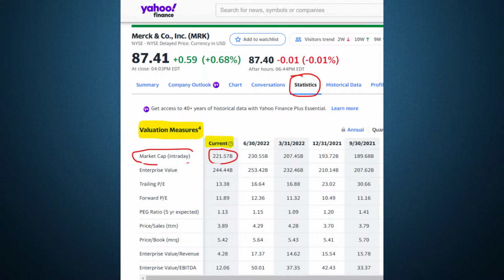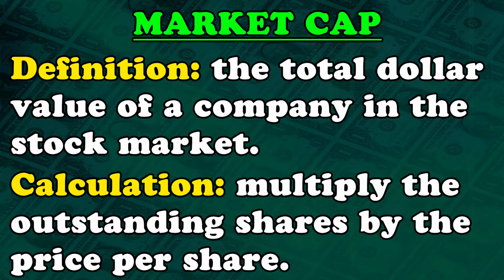And first up here, we have the market cap at $221 billion, which is just the total dollar value of the company in the stock market, and it's calculated by multiplying all of the company's outstanding shares by the price of each of those shares. And the reason why we use the market cap is because the individual share price alone doesn't tell you how big the company is and their total value. For that, you need the market cap.